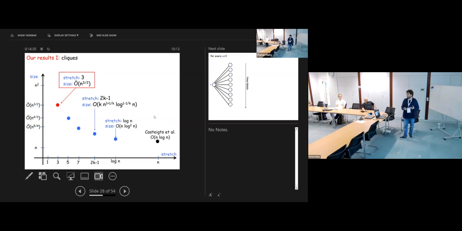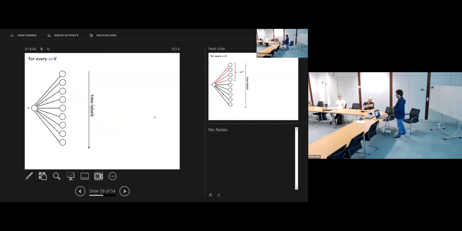Now let me move to the technical part of the talk, and I'd like to give you some intuition on how to construct such spanners for cliques. I will show you the rather simple construction for the 3-spanner of size n times square root of n, and then I will give you some idea how to generalize it. Okay, how to build this spanner.